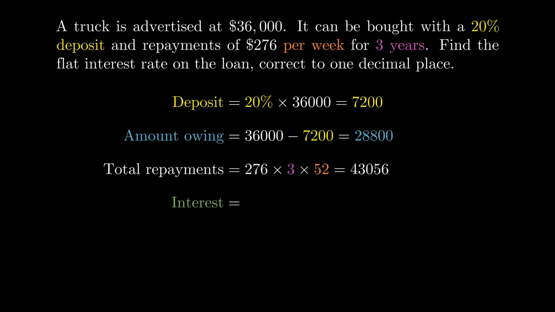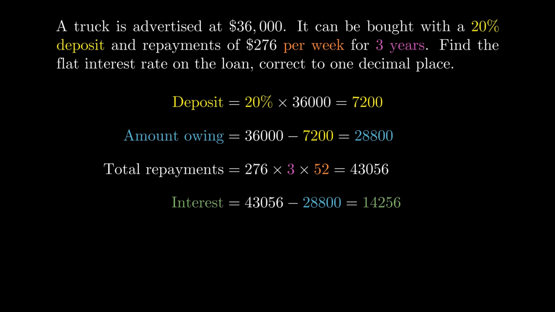Well, we were only owing $28,800, but we had to pay $43,056. Right, so there's a huge difference between the two, right? And the interest must be that difference, that extra amount we had to pay because we delayed it. Okay, and so the difference is $14,256. Now, how do we turn this guy into an interest rate?